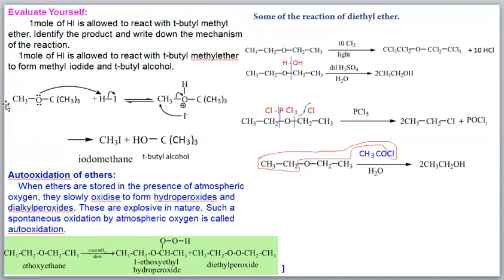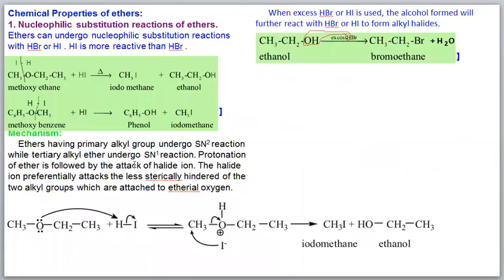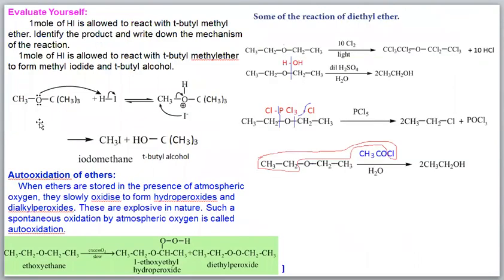Now, on which side is the bond cleaved? This bond or this bond? In the previous reaction we studied that the halide ion preferentially attacks the less sterically hindered of the two alkyl groups attached to the ethereal oxygen. That means this is one alkyl group, this is another alkyl group.